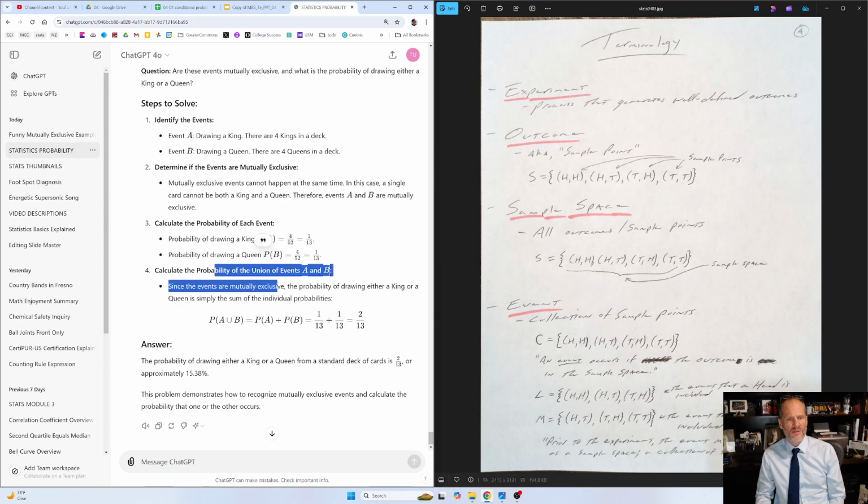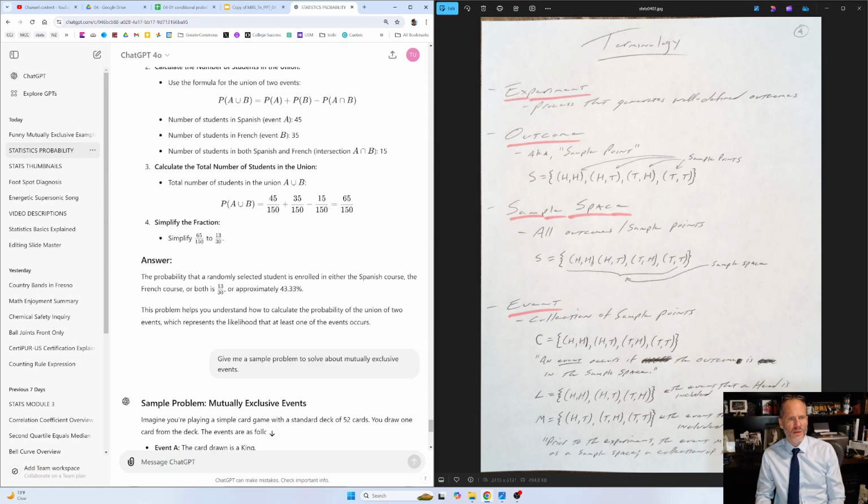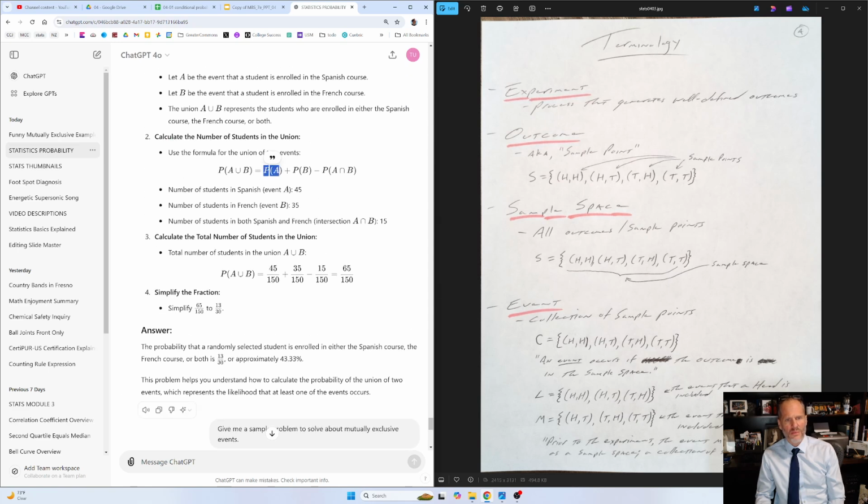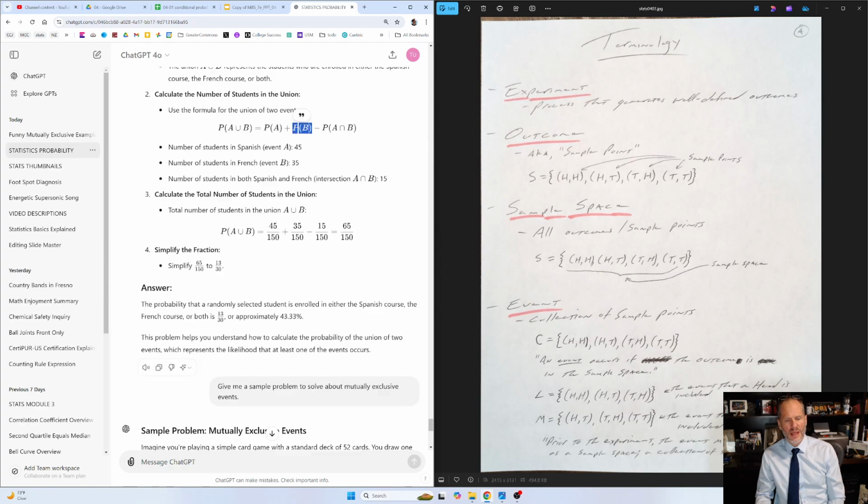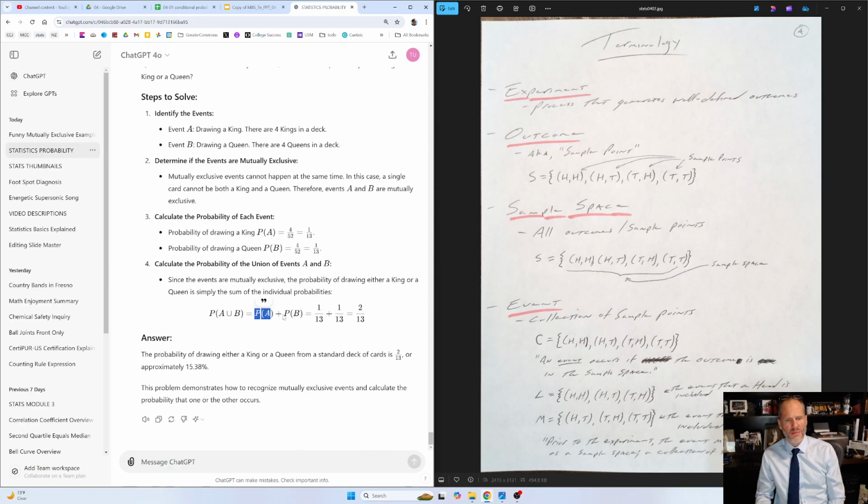So what's the probability of the union of events A and B? Since the events are mutually exclusive, the probability of drawing either a king or a queen is simply the sum of the individual probabilities. So 1/13 plus 1/13 is 2/13, which is 15.38%. And so this formula here, what I want you to recognize is exactly the same as this one up here for the union. It's probability of A, probability of B. And down here, probability of A, probability of B.